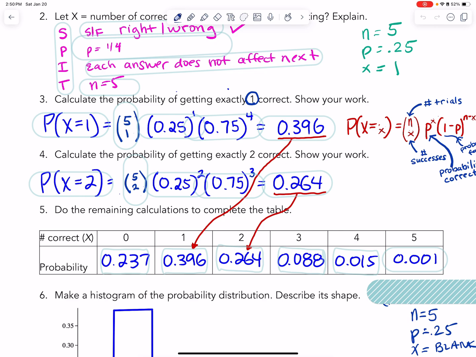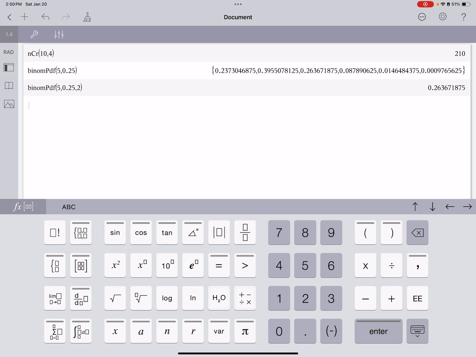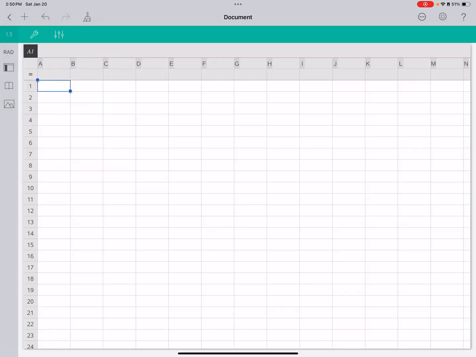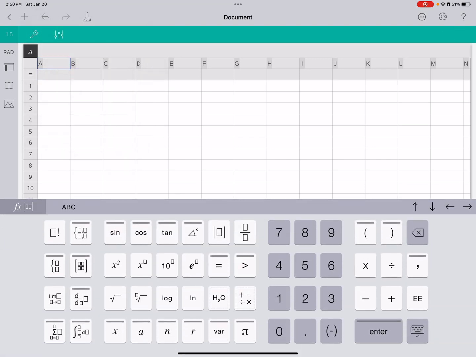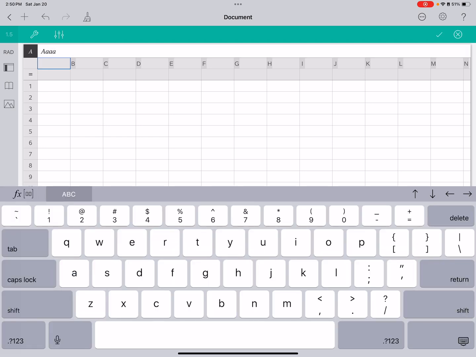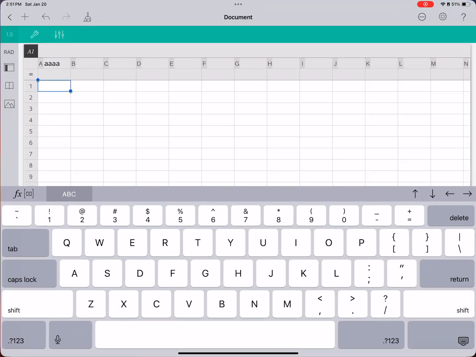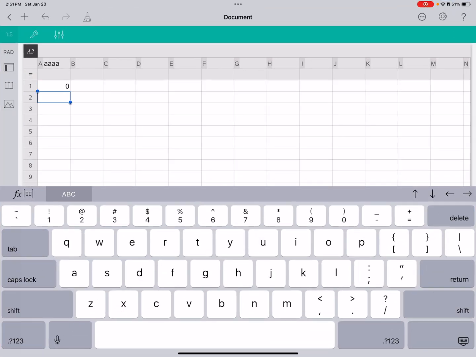So that's kind of handy. We can do that also on a spreadsheet. So please open a spreadsheet. I'm going to call this column A, and then I have my list, and my list is 0 to 5. So I'm going to go 0, 1, 2, 3, 4, and then 5.